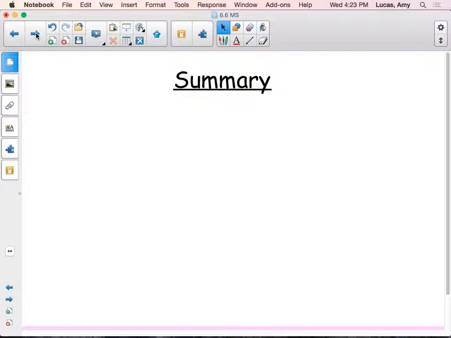You should be able to write a summary now that answers the essential question. Make sure that you use complete sentences.